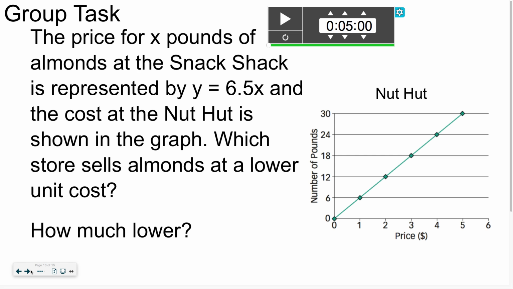All right, so you're given the equation for Snack Shack and you're given the graph for the Nut Hut. You're finding out which store sells almonds at a lower unit cost and how much lower. So think about what we did in the example. We were given an equation and a table and we put them in similar formats to compare them. If you don't need to put them in similar formats, that's okay, but we still need to identify the comparisons. So work in your small groups. If you want to put it on the whiteboard, you can answer on the whiteboard which store is lower and how much lower. Let's say 5 minutes.